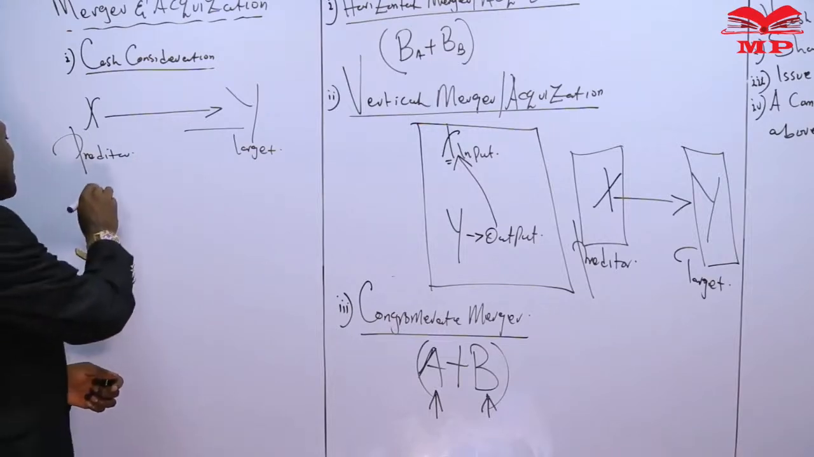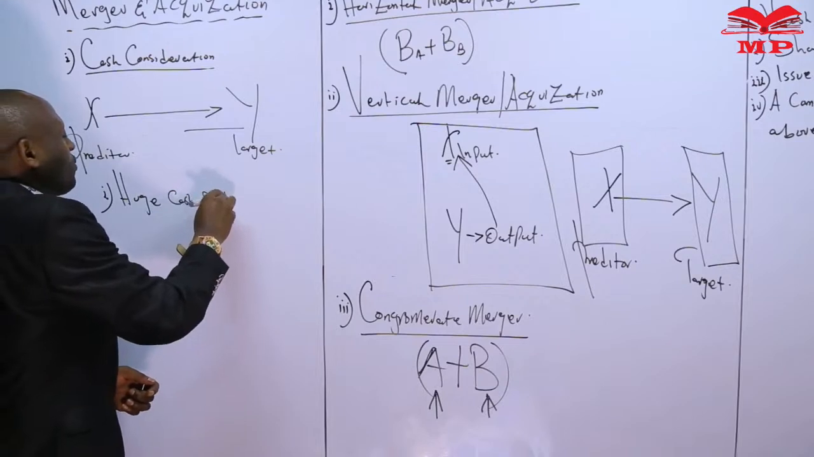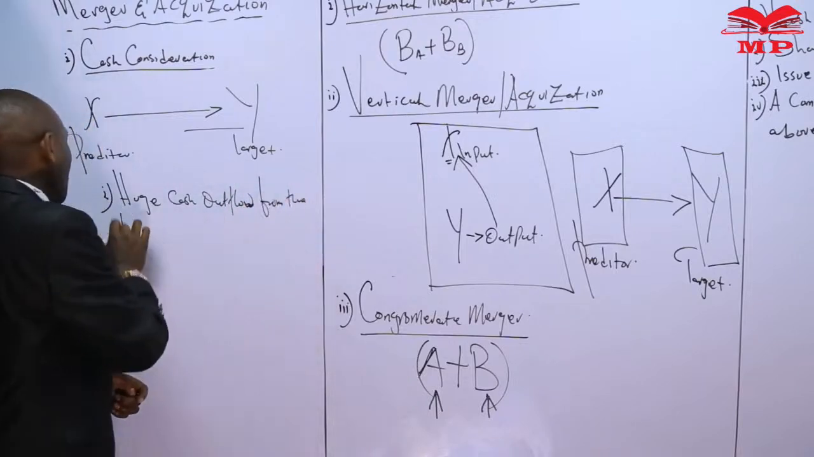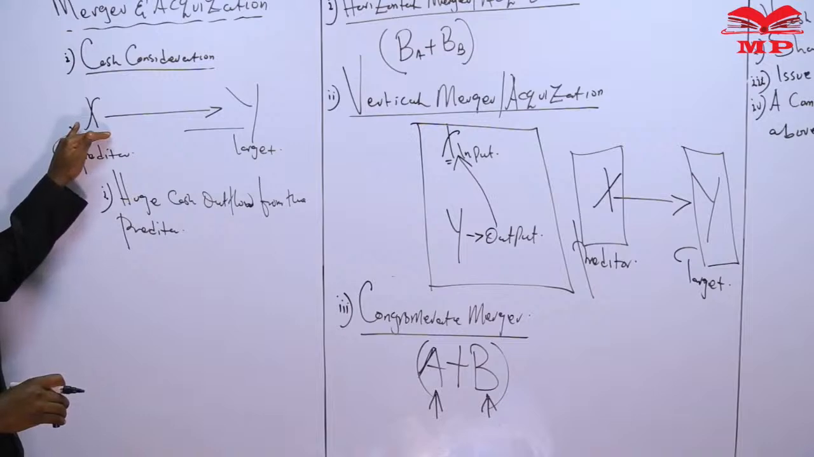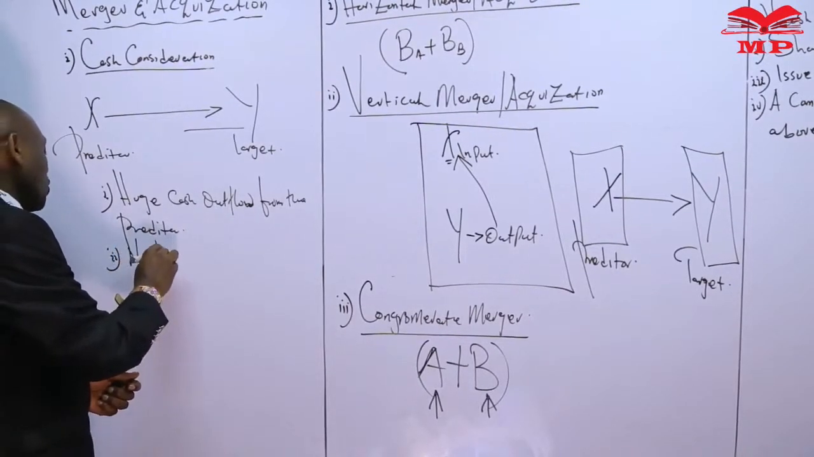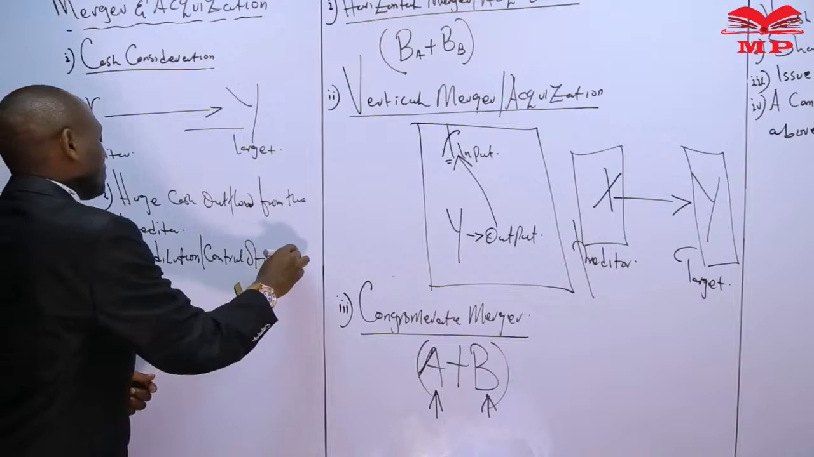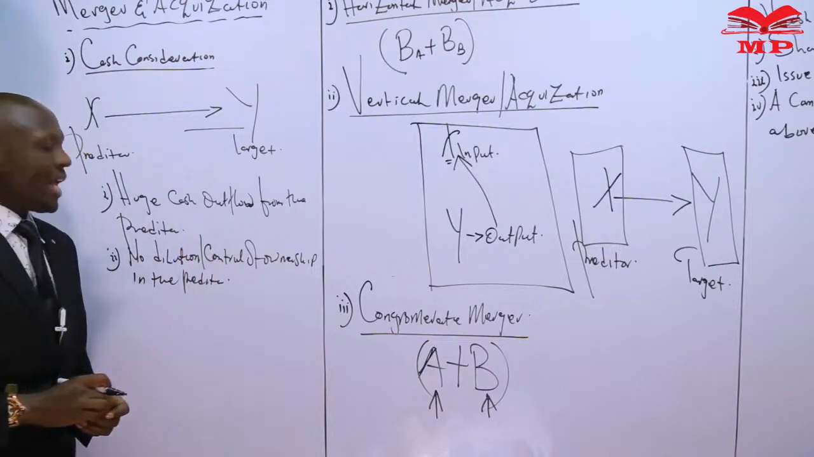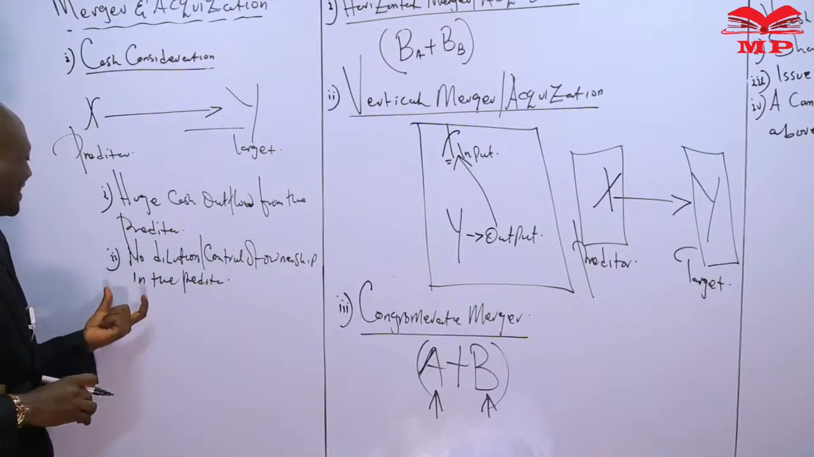So what is the implication of that? Number one, there is huge cash outflow. Huge cash outflow from the predator, which may cause liquidity challenges in the predator entity. Number two is that there is no dilution in ownership and control of the predator entity.